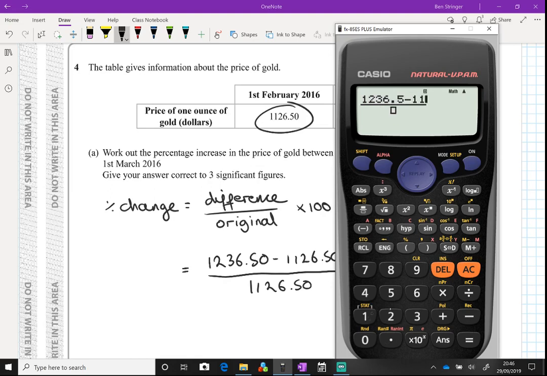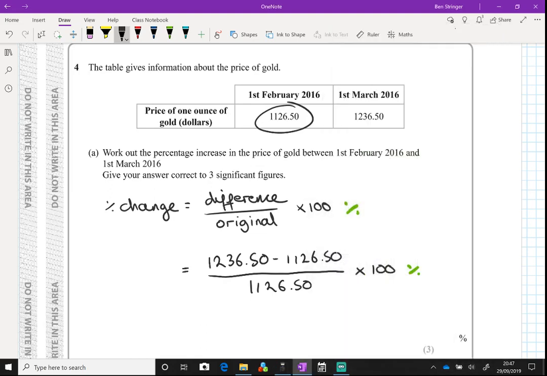1236.5, take away 1126.5, divided by 1126.5. We've got this decimal, we then multiply it by 100 to turn it into a percentage. It says give your answer to 3 significant figures. So that's the first, that's the second, that's the third. The 4 will keep the 6 the same, rather than rounding it up. So that'll be 9.76%.